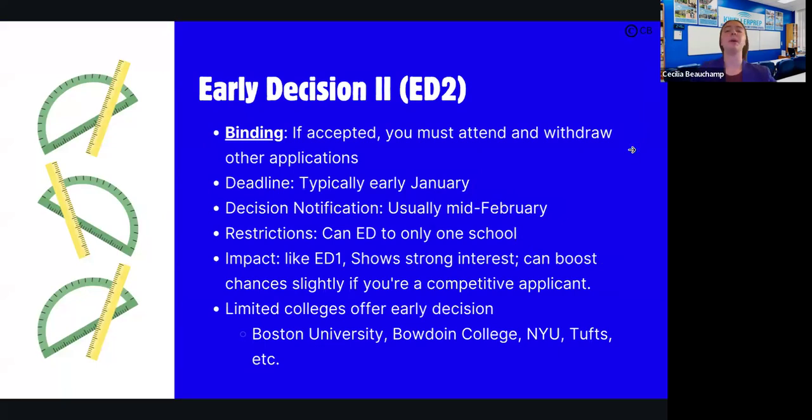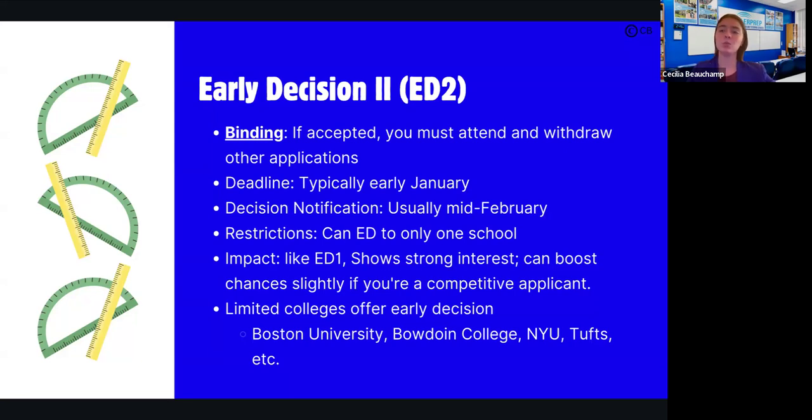Okay, now we're going to talk a little bit about ED2. And this is kind of a unique option. Most people don't do it, but a lot of people do end up doing it. So let's just talk a little bit about what it means and how it's different from ED1. So early decision one, the application is due usually November 1st. Sometimes it'll be a little different depending on the school. But let's say you don't get into your ED1 school. Then you have the option to submit an ED2 application.